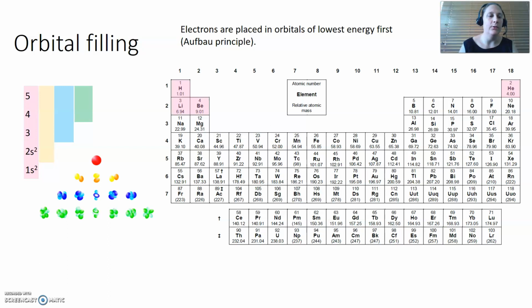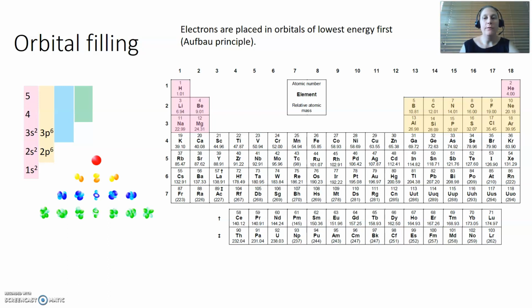So 1s2, 2s2, 2p6. Now the next 6 elements are in the p block. So the next 6 electrons all go into p elements. The next one to be filled, going from neon over to sodium, which is number 11, are the 3s orbitals, 2 in there. And then the 3p orbitals, there's 6 in there, so that's given the label 3p6.